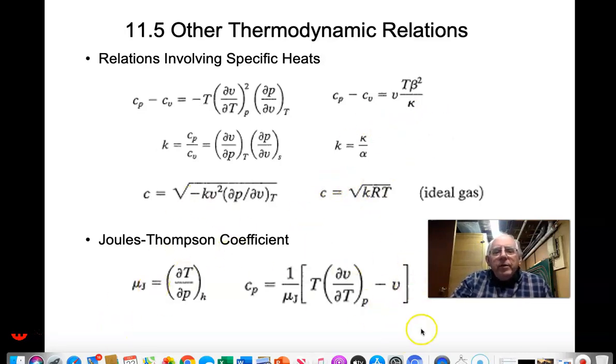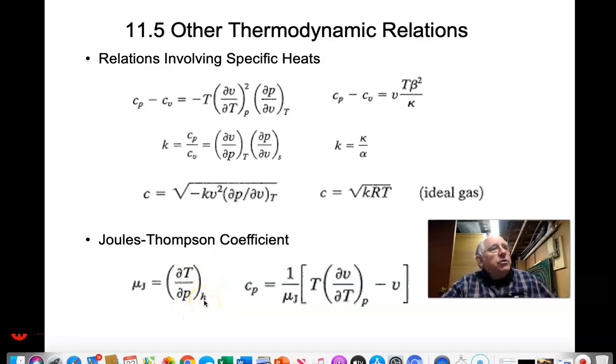One last parameter that I want to discuss is what is referred to as the Joule-Thomson coefficient. And the Joule-Thomson coefficient is given by this mu sub J. And it is, for a substance, the partial of the temperature with respect to pressure during an isenthalpic process. And so it is how the temperature is changing as the pressure changes.